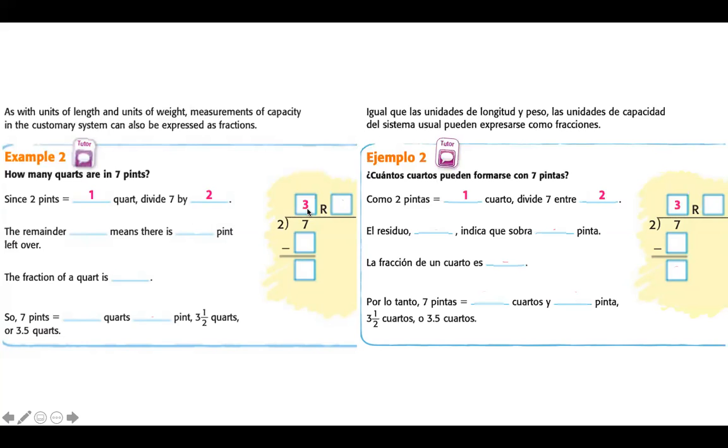Hopefully you responded 3, because 3 times 2 is going to equal 6, which fits into 7 perfectly and doesn't go over.